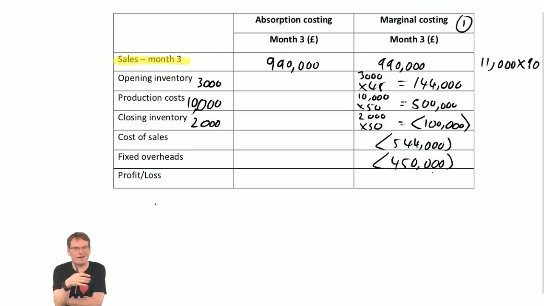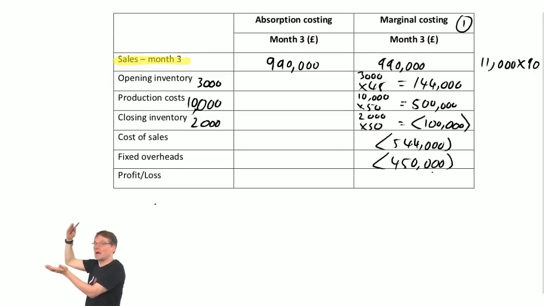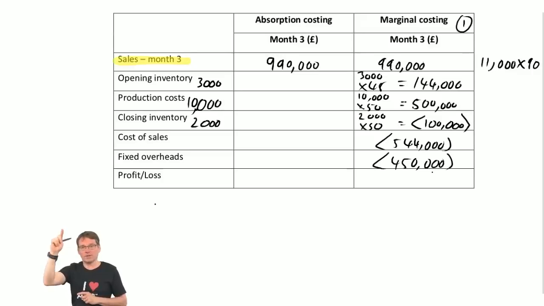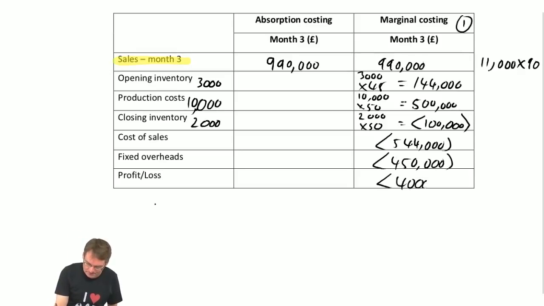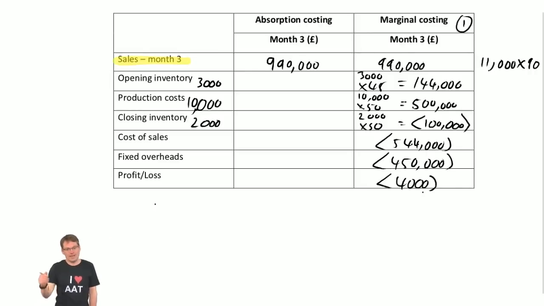So don't worry about absorbing it based on units. Simply say, there's what we produced. Let's look at the labour cost of 1 unit, the materials cost of 1 unit, the variable overheads for 1 unit. Let's look at those on their own, and let's simply then say fixed overheads, take them away in one go. So that means that we end up with a loss of 4,000. And again, it's a loss. Make sure you put the minus sign in there or the brackets in there for the loss.